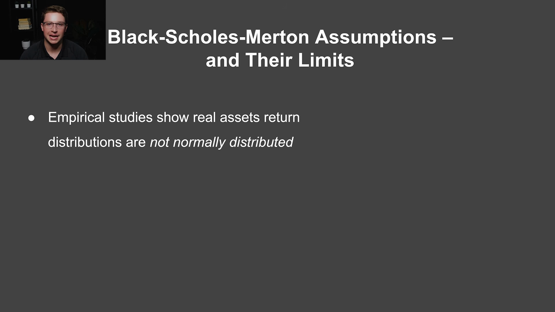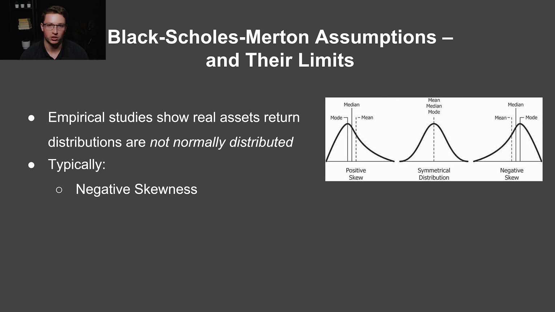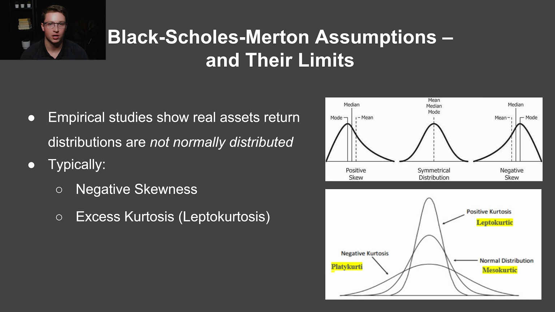Instead, they tend to exhibit negative skewness, asymmetry with heavier left tails, that means large drops are more likely than rallies, and excess kurtosis, also known as leptokurtosis, fatter tails, and a sharper peak than a normal distribution. This means extreme outcomes, especially crashes, are more common than the Black-Scholes model would suggest.